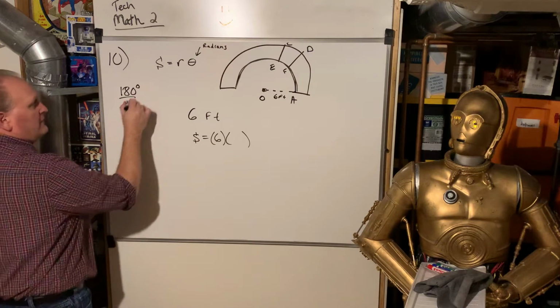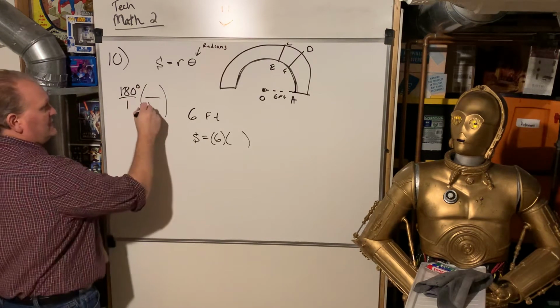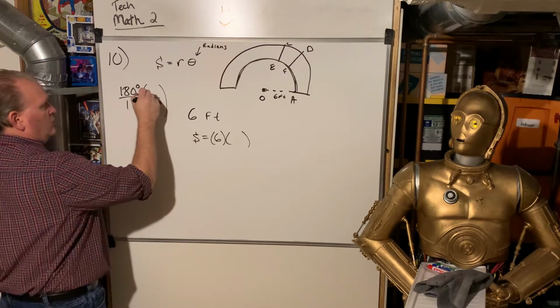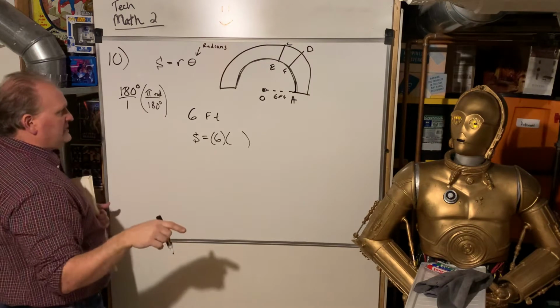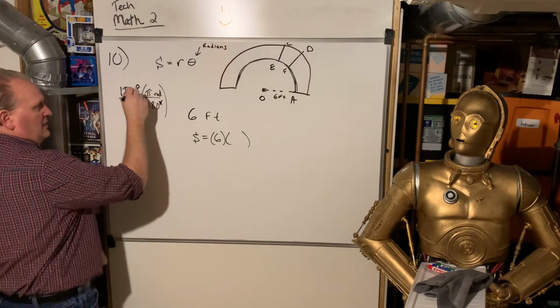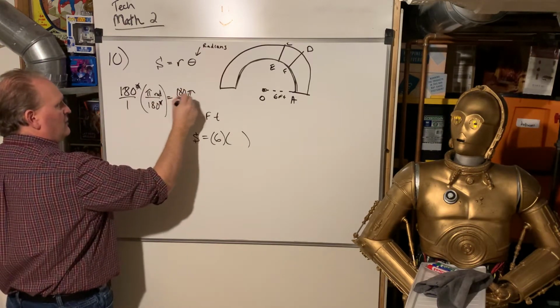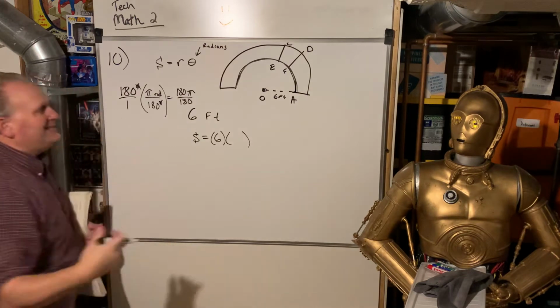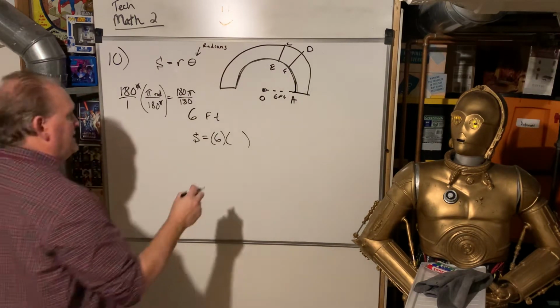Remember how we do that? We just multiply it by a fancy 1. In this case, 180 degrees over pi radians. Remember, 2 pi is 360, so 1 pi is 180. So we just cancel off the degrees. And now I got 180 pi over 180. Now, since it's so simple, I'm going to cancel those 180s and just say pi here.